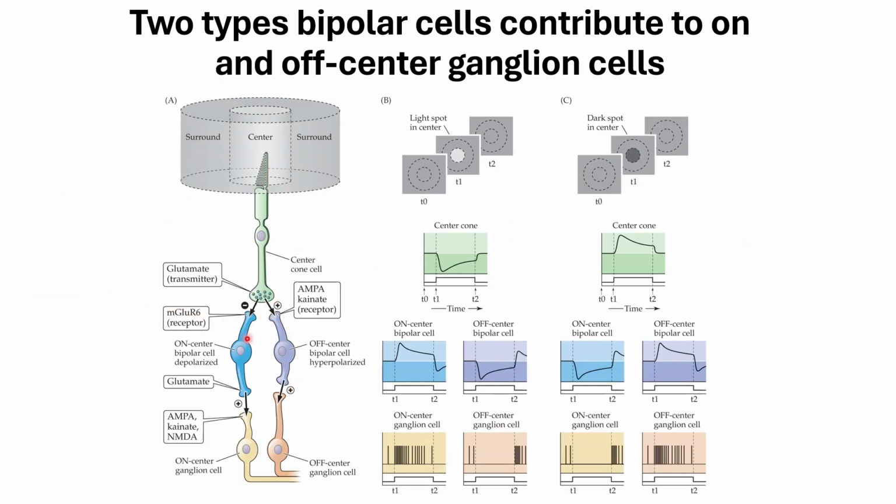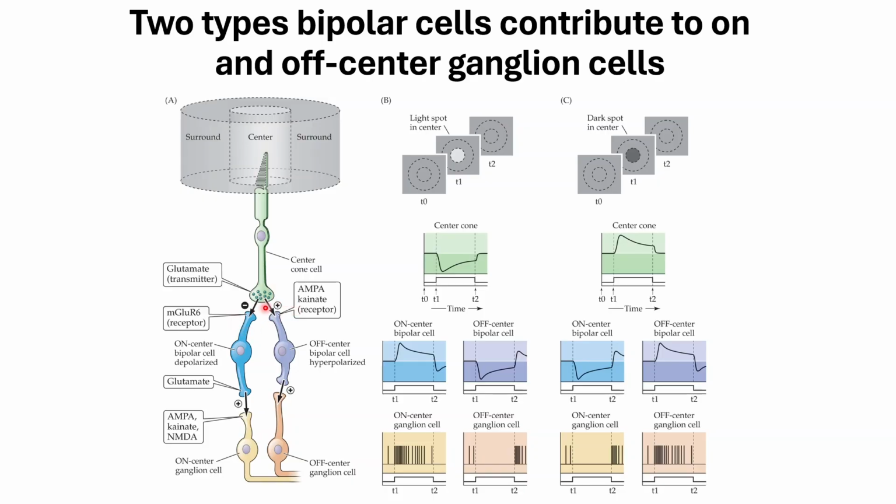So we've got one cone connected to two different bipolar cells. One is an on-center bipolar cell, one is an off-center bipolar cell. The on-center bipolar cell is inhibited by glutamate because it is expressing a metabotropic glutamate receptor. The off-center bipolar cell is excited by glutamate because it has AMPA and kainate receptors as well. And this means that because we have these two different synapses that get affected in opposite ways, we can get the inverse happening with the same kind of activity happening within the cone. So when light is turned on in the cone, we get hyperpolarization of the cone.